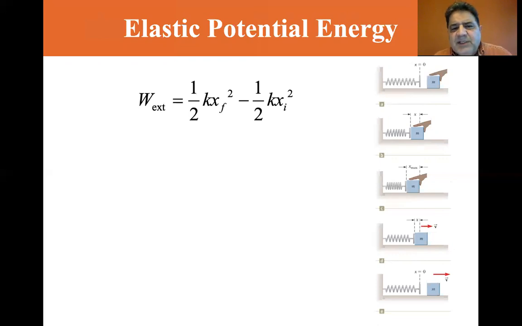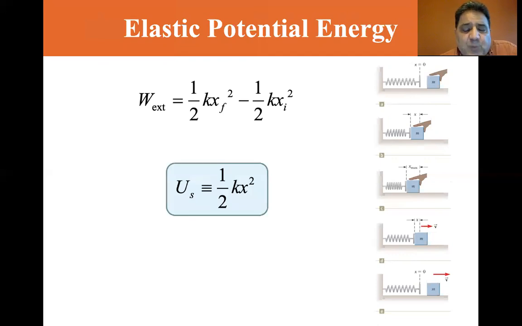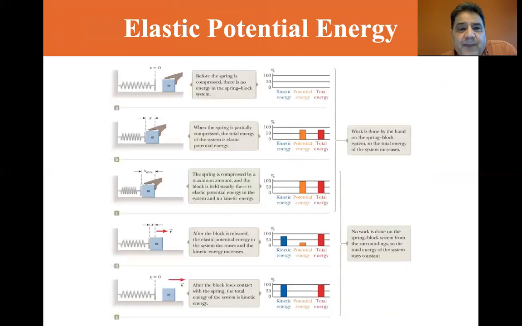So the work done is the change in the work is 1/2 kx squared. So the change in work is 1/2 kx final squared minus 1/2 kx initial squared. So the spring potential energy is equal to 1/2 kx squared, assuming that the initial position is 0. So the work is the change in the spring potential energy.